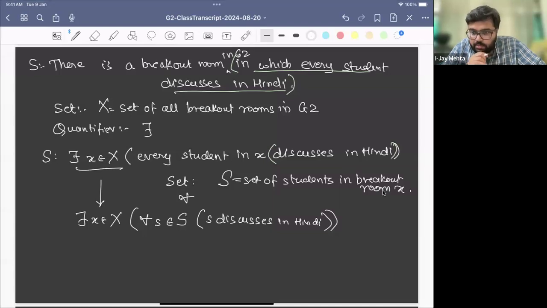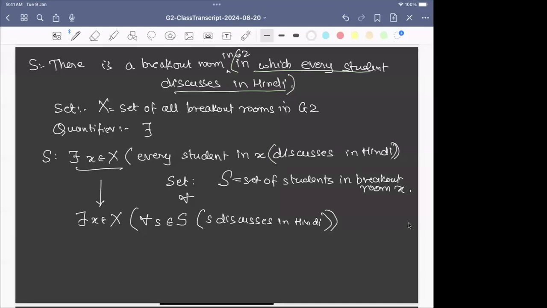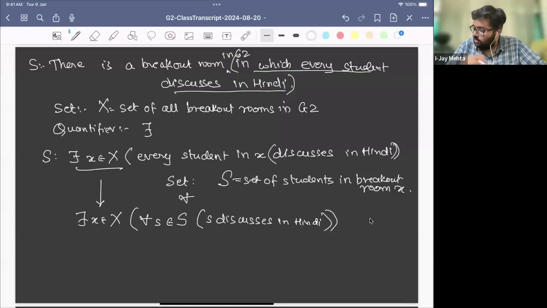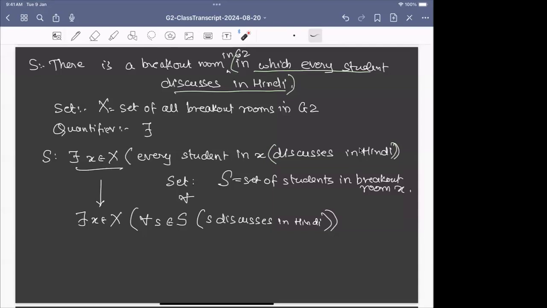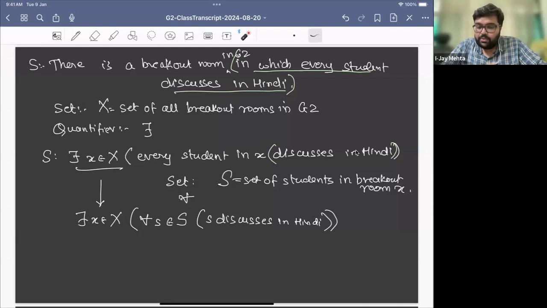Okay, Shivam has some problem. Yes, Shivam. S in X discusses in Hindi. S in X. No, but that is S, no? Already S is a set of students in the breakout room. We haven't used small x. Why do we need to use X? Where do we need to use X? Okay, let me ask room number 2, Anwar.